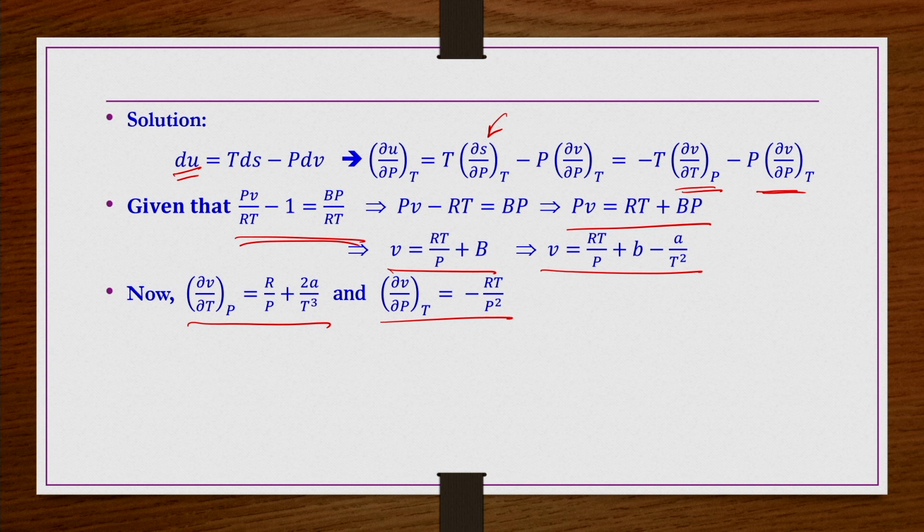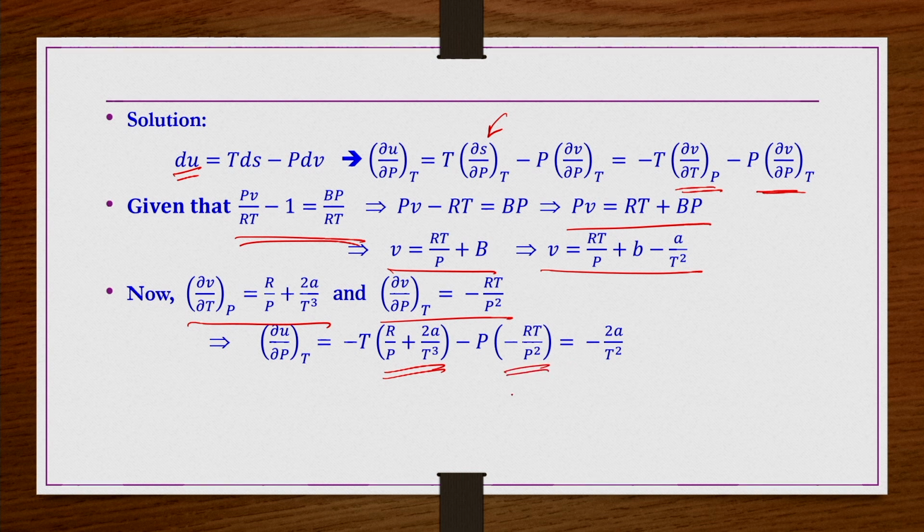So, ∂U/∂P at constant temperature is nothing but minus T multiplied by ∂V/∂T, which is R by P plus 2A by T cube, minus P into ∂V/∂P. ∂V/∂P at constant T is nothing but minus RT by P square. So, when you simplify, you will get minus 2A by T square.